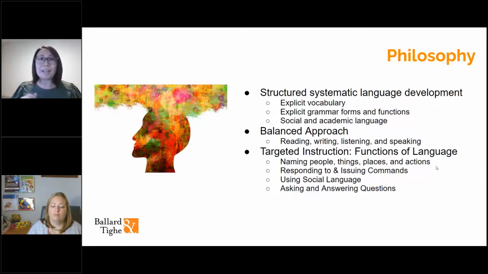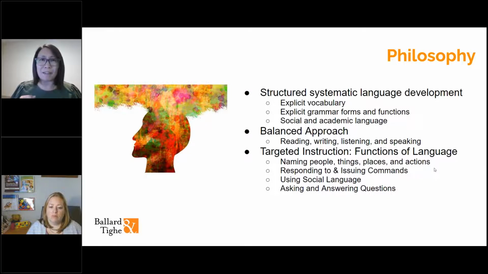So the targeted function approach we're going to teach today is really going to be about the functions of language. We're going to be covering 4 of them. The first one is naming people, things, places, and actions. Second function, responding to and issuing commands. That's going to be definitely important right at that newcomer level.